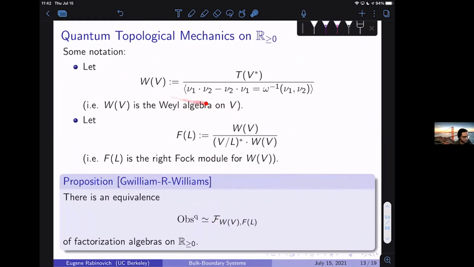So these are the sorts of objects you expect upon quantization. So that's the cool thing. We reproduce not only the algebra of observables, but also a module for that algebra by choosing this boundary condition.